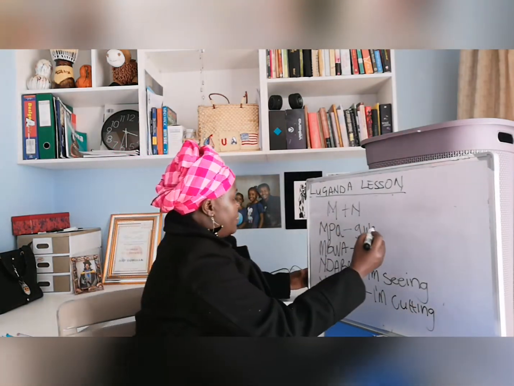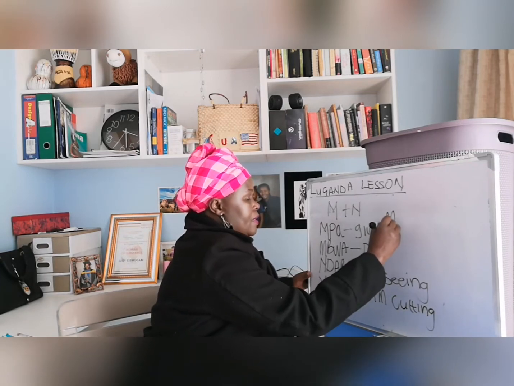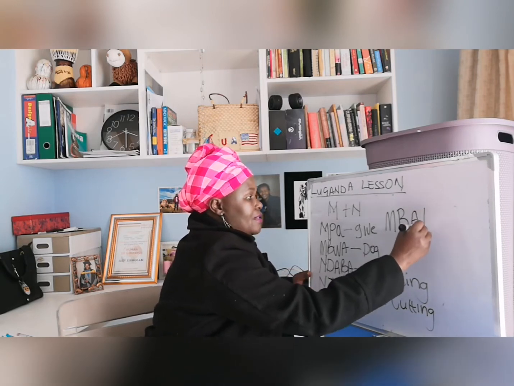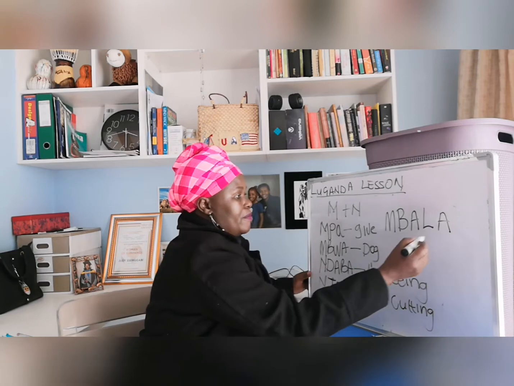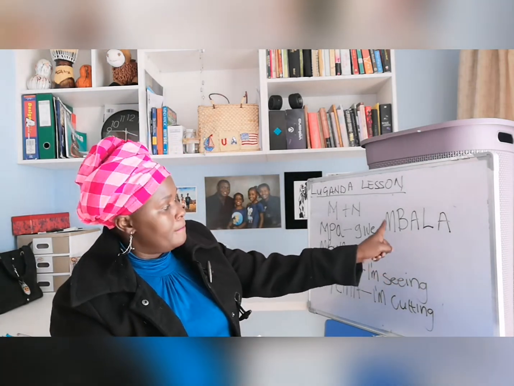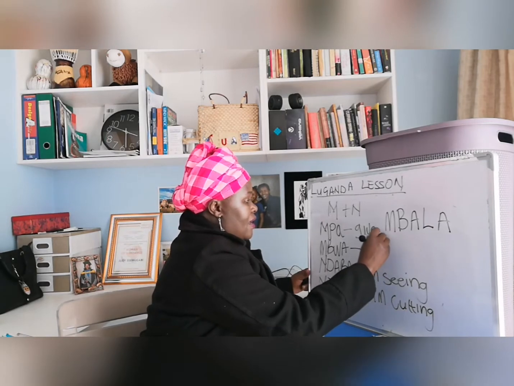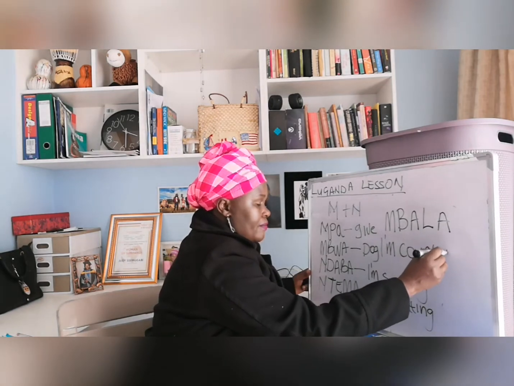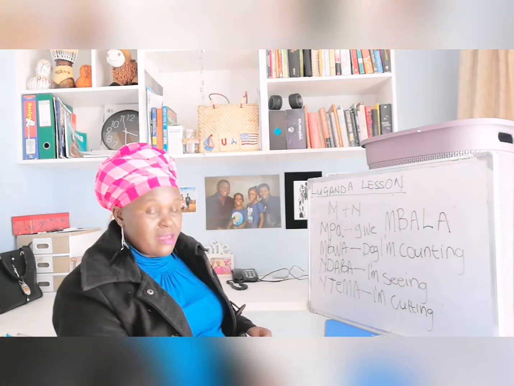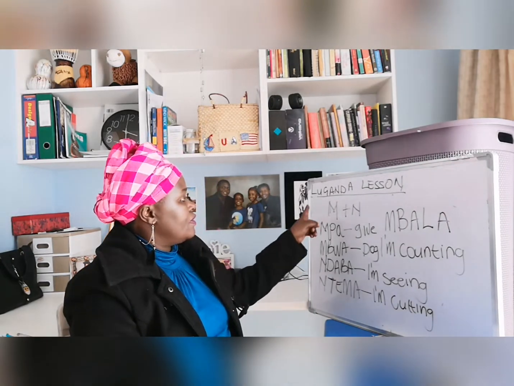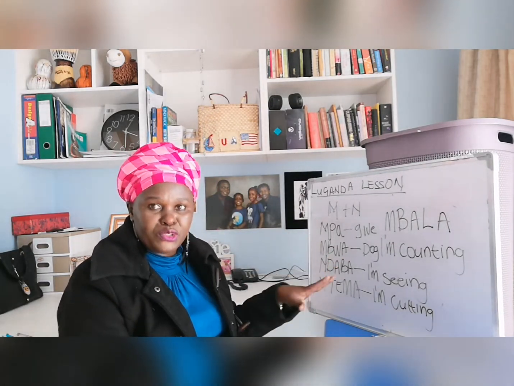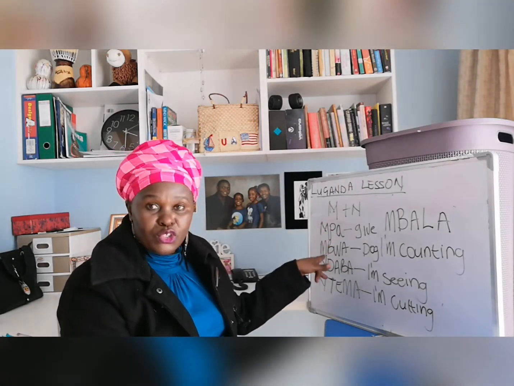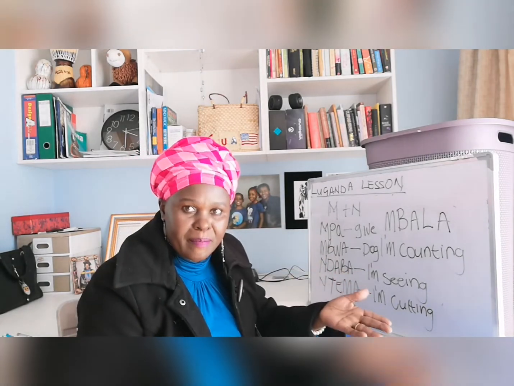We can add on another like this: M plus B plus A plus L plus A, mbala. That means I'm counting. So today's lesson is about two consonants. Two different consonants come together to make a sound. M plus P plus A makes a sound called mpa, to give.